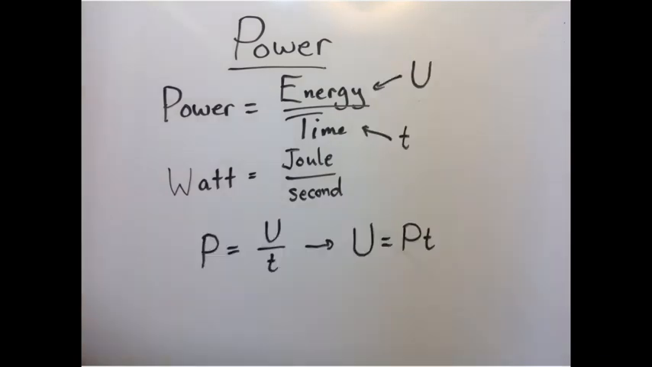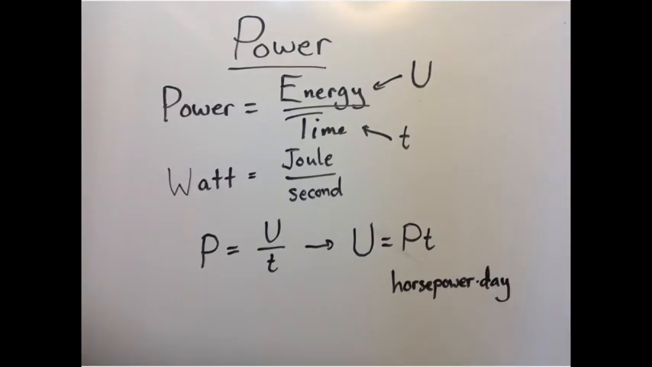Now, the symbol I'm going to use for energy for the rest of this presentation is going to be U, really for no particular reason. I could have used any of the others like kinetic energy or heat, and it would have been just fine. Rearranging that equation, we get that U, or energy, is power times time, which should make sense to you since we said energy is measured in joules, and power could be measured in watts, which is a joule per second. If I take a joule per second times a second, that gives me joules.